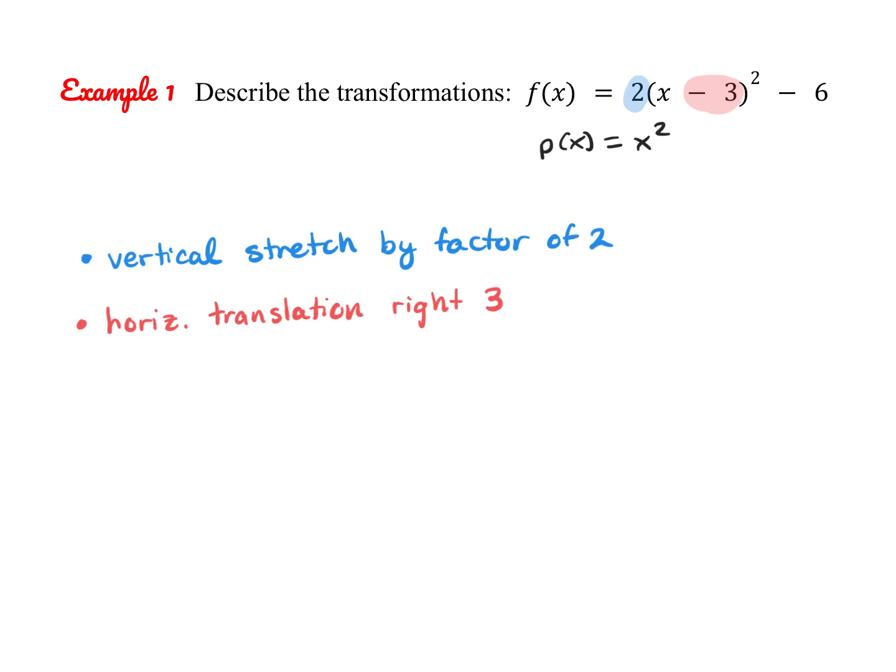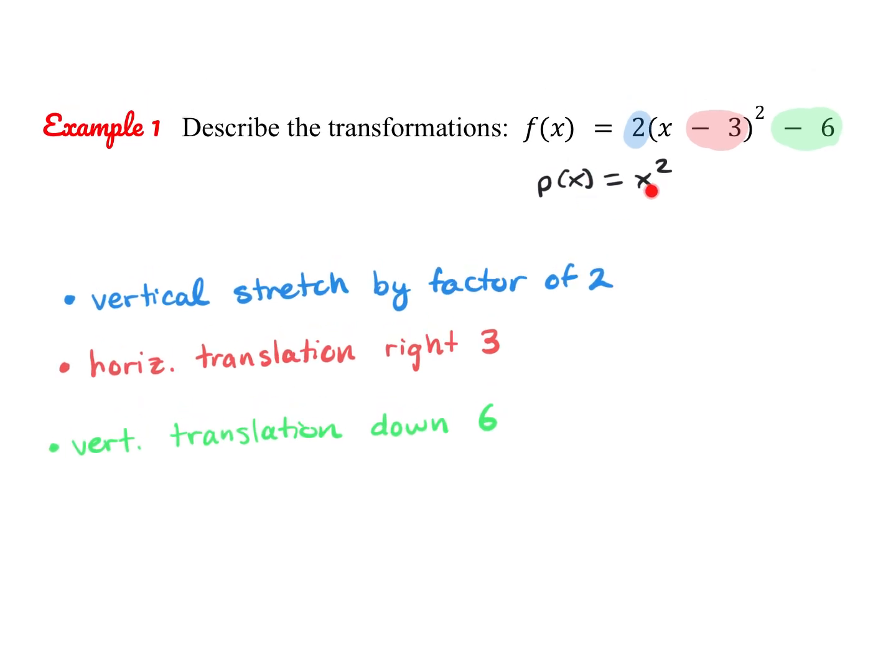And then the last thing that I see is this -6. It is clearly not grouped with x, so it's going to be a vertical transformation. This will be a vertical translation, again, because it involves subtraction. And this one is going to go down 6. So if I know what my parent function looks like, which we do, all we need to do is apply these three transformations and we have a graph of our new function f of x.